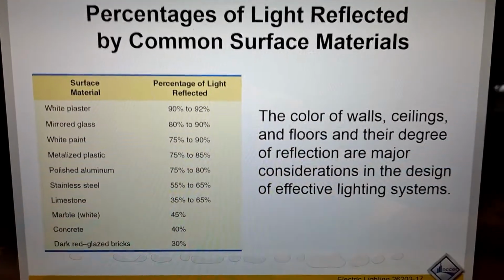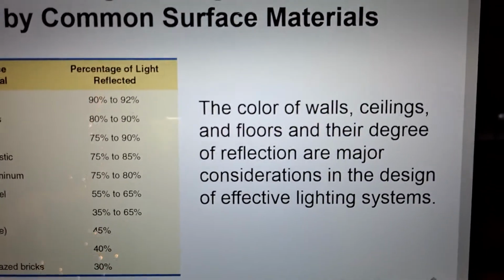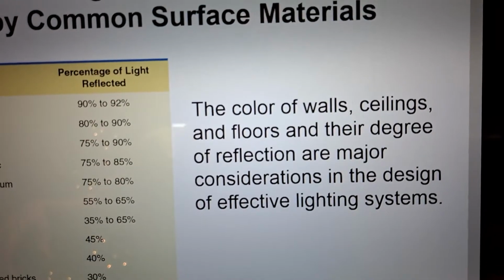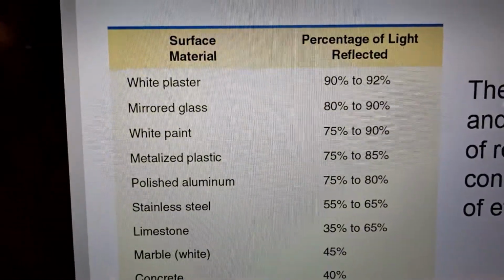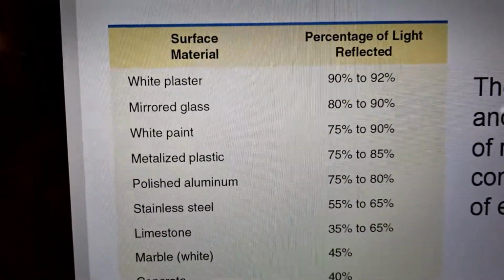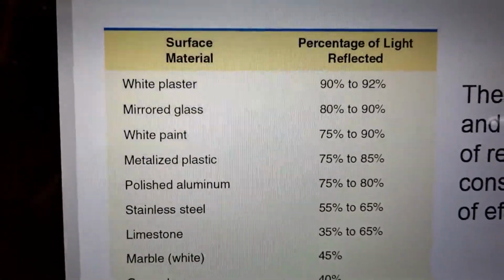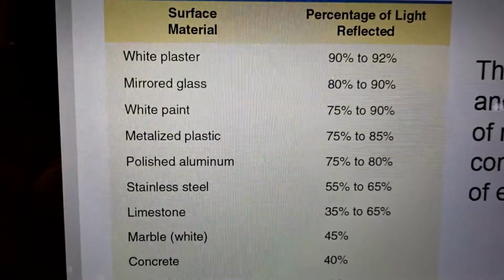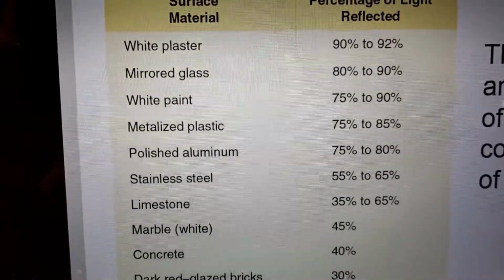All right. Percentage of light reflected by common surfaces. Color of walls, ceilings, and floors, and their degree of reflection are major considerations in the design and effective lighting system. So if you look on your sheet, white plaster is 90 to 82% light reflected. Mirrored glass, 80 to 90. White paint, 75 to 80. Metallized plastic, 75 to 85.